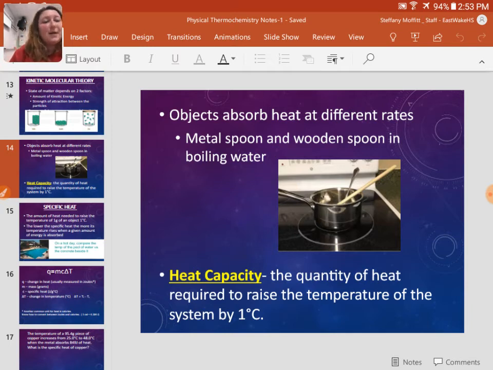So heat capacity is that vocabulary term that we are talking about there. Heat capacity is the quantity of heat required to raise the temperature of the system by 1 degree Celsius. So how much heat, how much energy does it take to raise the temperature of the system, the thing that we're measuring?